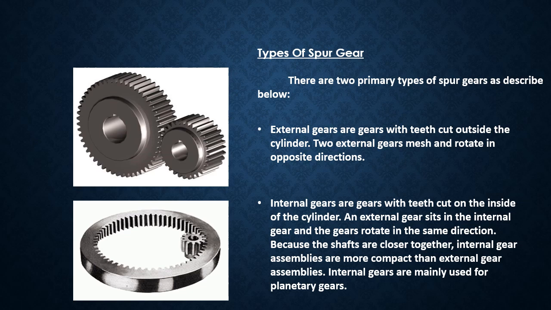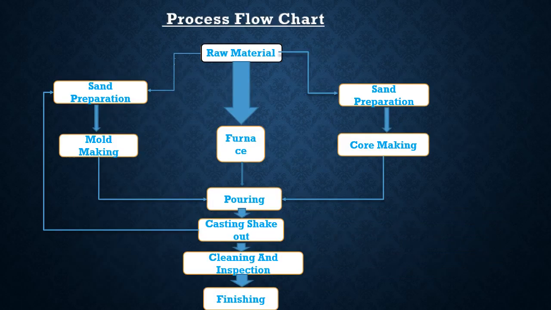And the second one is internal gears. Internal gears means gears with teeth cut on the inside of the cylinder, and external gears sit inside the internal gear. The gears rotate in the same direction. Because the shafts are closer together, internal gear assemblies are more compact than external gear assemblies. Internal gears are mainly used for planetary gears.